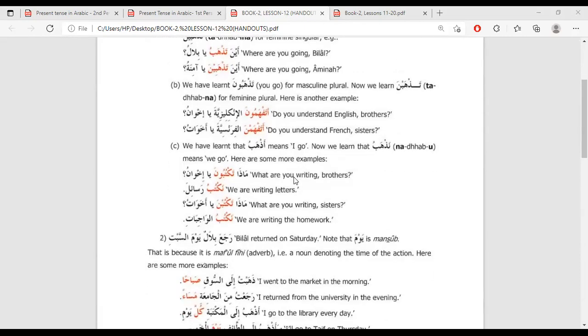And for we use نذهب, as we can see here. ماذا تكتبون يا إخوان؟ What are you writing, brothers? But when we say we are writing letters, so we will say نكتب. So ماذا نفعل الآن؟ What are we doing right now?